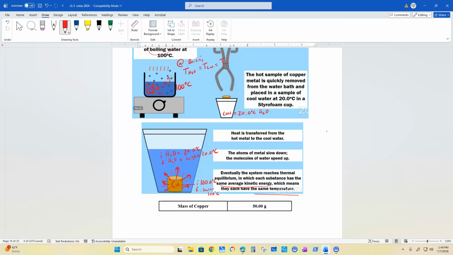Eventually the system will reach thermal equilibrium, in which case each substance has the same kinetic energy because it has the same temperature. So the key to this lab is when you watch that thermometer and the temperature stops changing, that means you have reached thermal equilibrium. So that means the temperature of the metal is going to be the same temperature as, I'm just going to say warm water, okay? Not hot water, warm water.